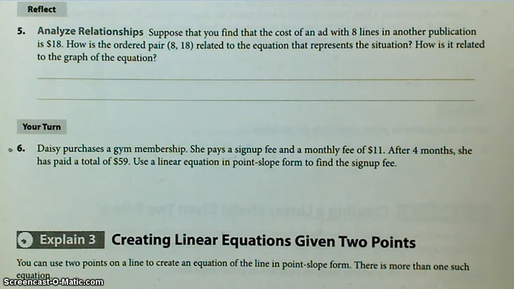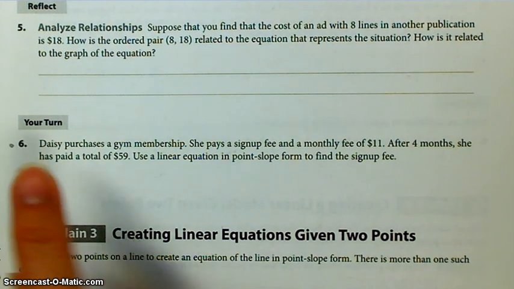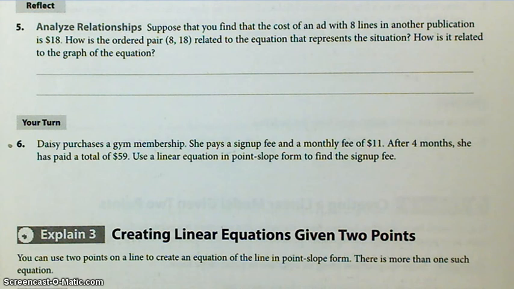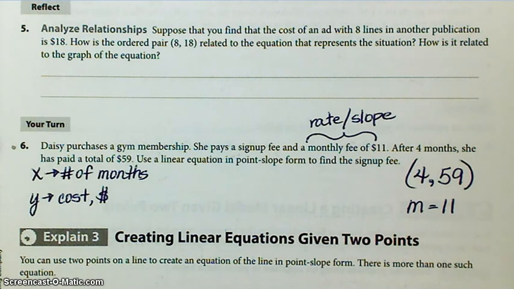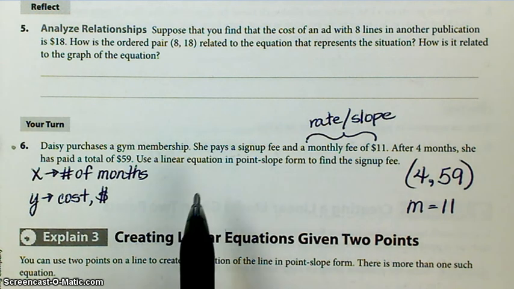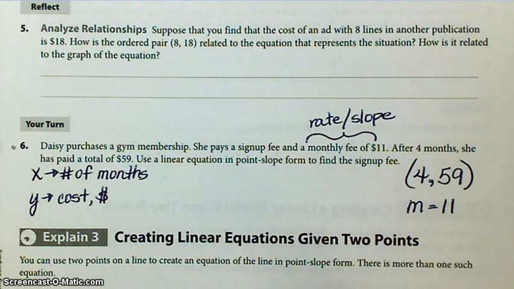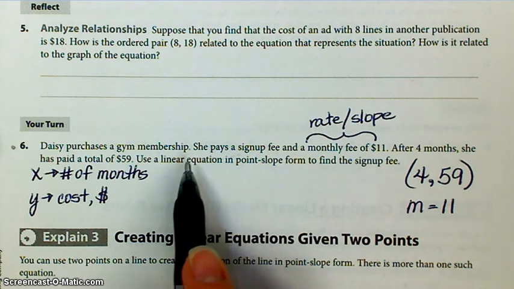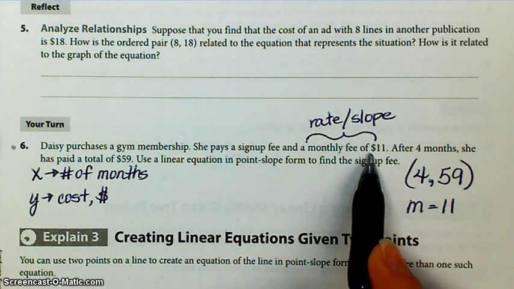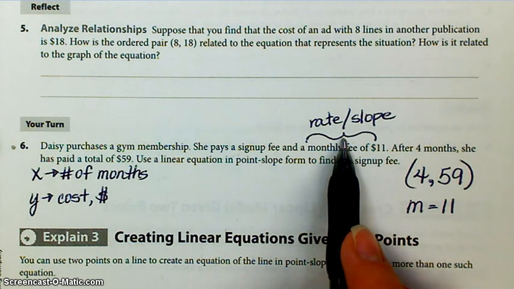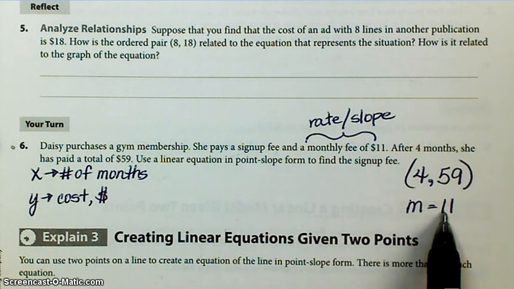All right, now I would like you to attempt number 6. It's very similar to the one we just did with Paul putting an ad in the newspaper. So Daisy purchases a gym membership. She pays a sign-up fee and a monthly fee of $11. Okay, they don't tell you what the sign-up fee is. That would be your y-intercept. But we're not using a formula that specifies y-intercept. She does pay a monthly fee of $11. So that's your rate of change, and that's your slope. Okay. So your m is 11.